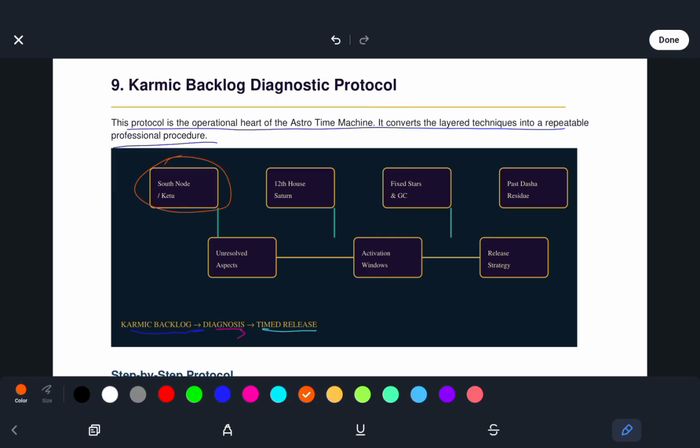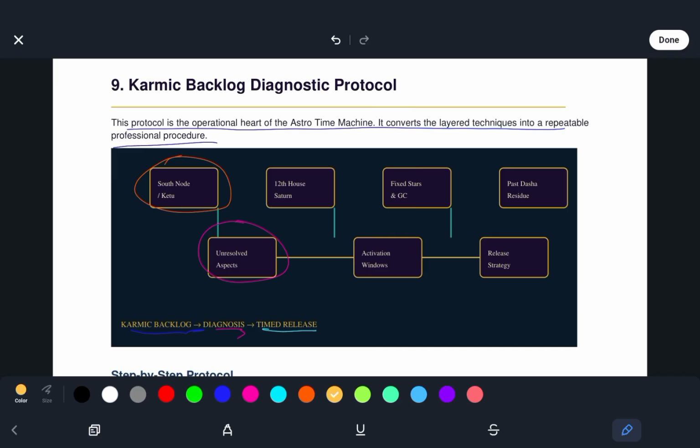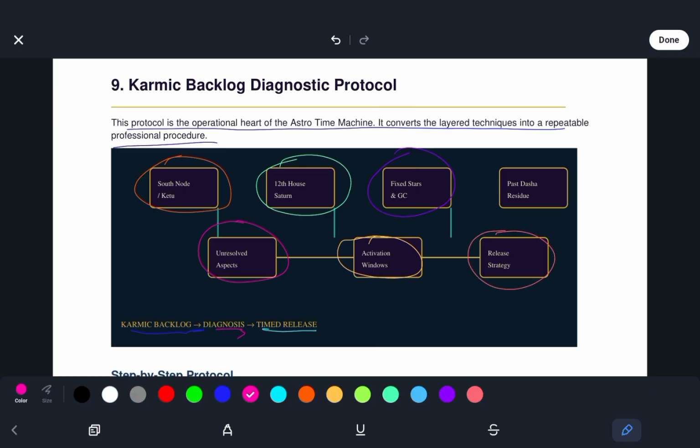We see South Node Ketu, matched up with unresolved aspects, matched up with activation windows, matched up with the 12th house Saturn, matched up with fixed stars and GC, release strategy, as well as past Dasha residue.